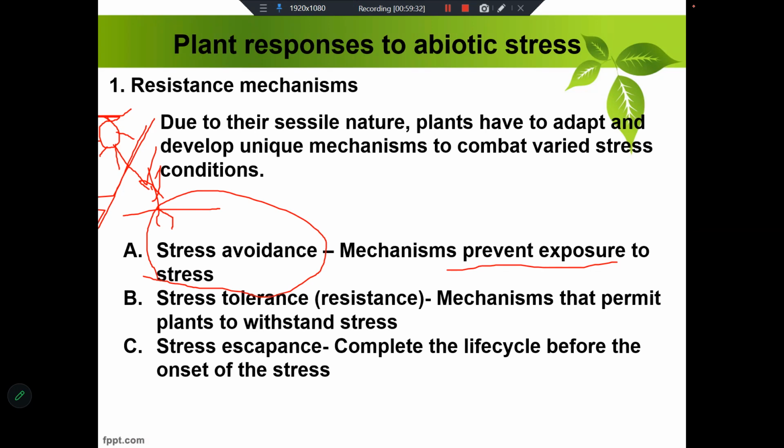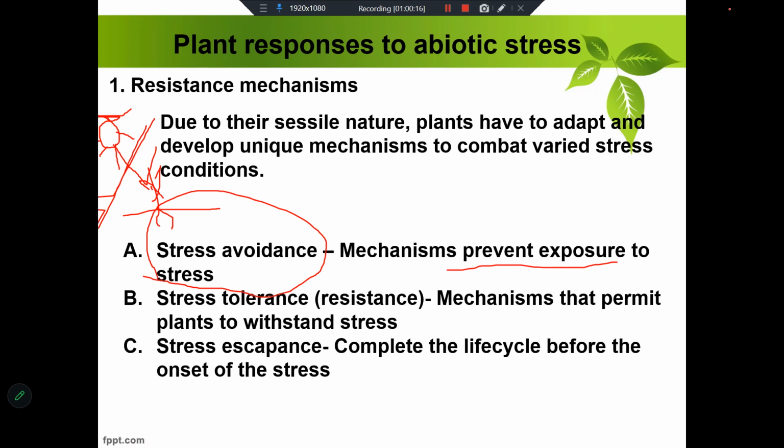Stomatal movement according to the environmental conditions, affecting photosynthesis and respiration. Very good. So we know that when the environment is getting warmer and when the amount of water is depleting in the soil, as a resistance mechanism, what will happen? They close their stomata and conserve water. So that is a mechanism that permits plants to withstand stress. They are not closed every time, but when they are exposed to that condition, they will close the stomata because that will permit the plant to withstand the stress.